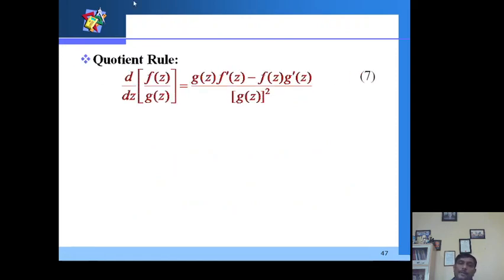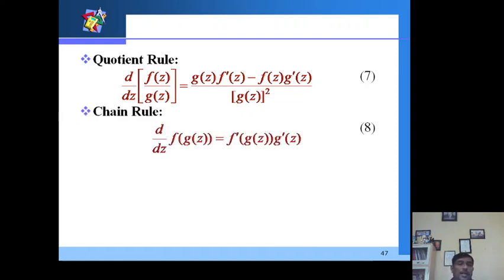Quotient rule means d by dz of f of z by g of z is the denominator square in the denominator. Then in the numerator, you keep the denominator as it is and differentiate the numerator, minus keep the numerator as it is and differentiate the denominator. That is the quotient rule, same as in the real case. Here the complex case also follows. And the chain rule, you know that the outer function is differentiated first, then you differentiate the inner function also.